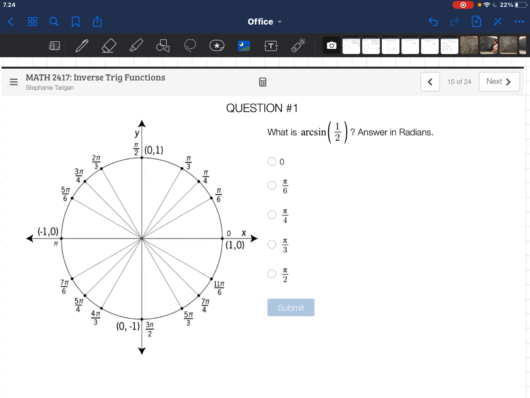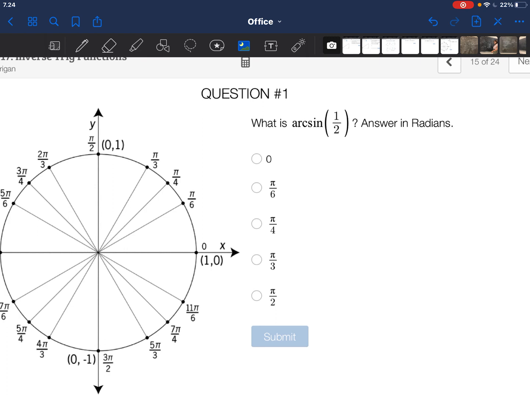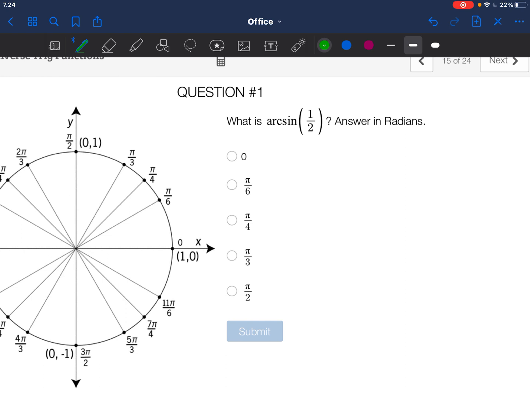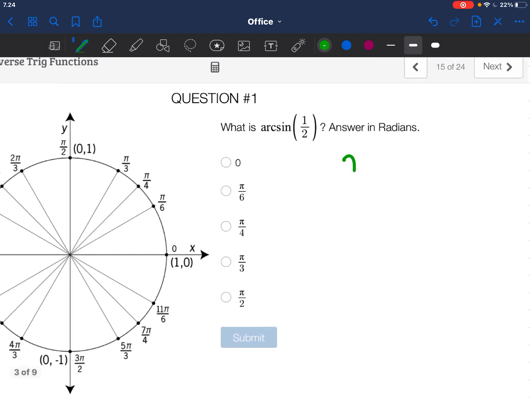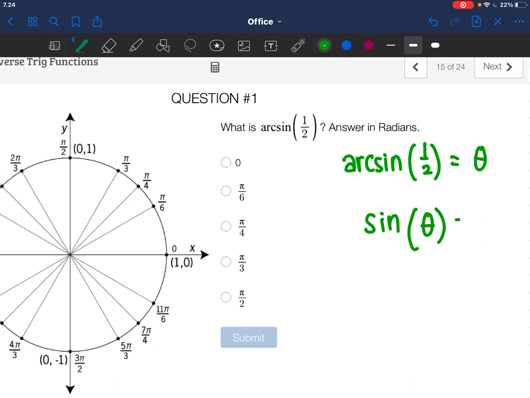Arcsine of 1/2. Again, to think about arcsine, or just the inverse of any trig functions, pretty much this is the same thing, okay? Arcsine of 1/2 is just asking us to find the value of the angle. In other words, sine inverse of 1/2 is theta, or you could also think of it this way: sine of an angle that gives us 1/2, okay? So we're trying to find that angle.